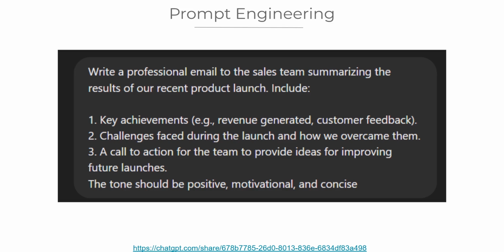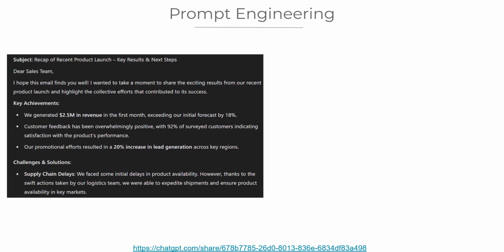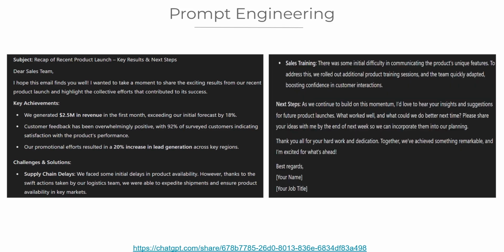Now, in our last example, the prompt is write a professional email to the sales team summarizing the results of our recent product launch. Include key achievements, challenges faced, and solutions, and so on. Here, ChatGPT generated a motivational email that highlighted revenue milestones and positive customer feedback, addressed challenges like supply chain delays and how they were resolved, and so on. It works because the prompt ensures a positive tone and covers all relevant points, creating an email that inspires and engages the sales team.